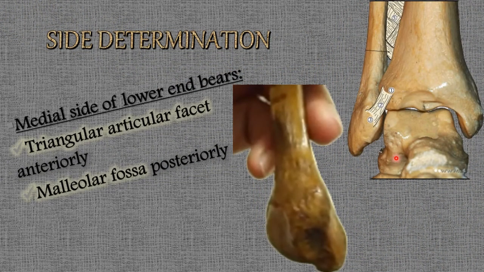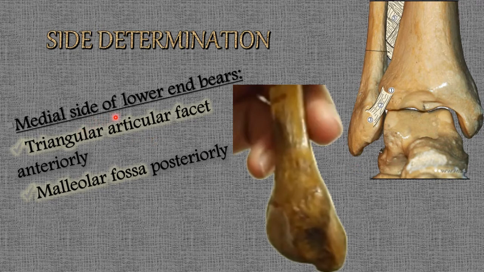Side determination. Now, the previous two points: the styloid process, where the upper end is expanded in all directions, and the lower end is expanded anteroposteriorly and flattened from side to side. These both points are for holding the bone not upside down, right? To hold the bone correctly means you are holding the upper end upward and lower end downward. Now this point is you have to identify whether it is the right bone or the left bone. So this is quite tricky to understand, but I am sure you will understand.